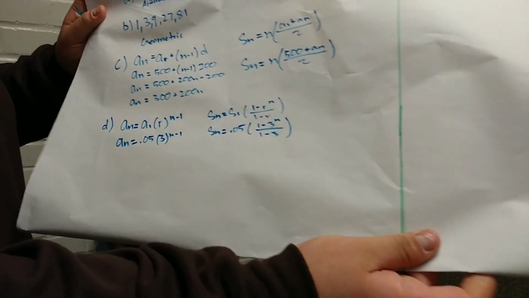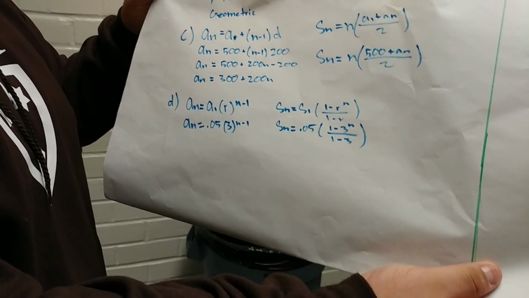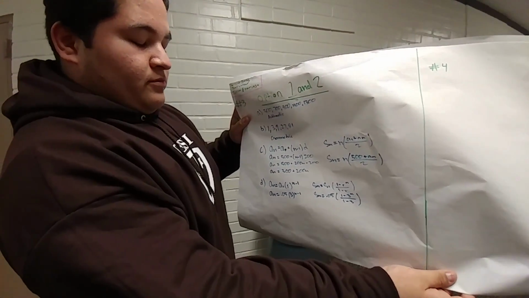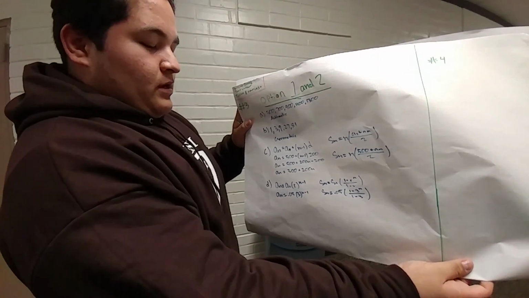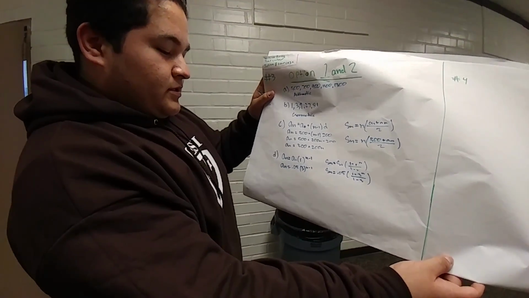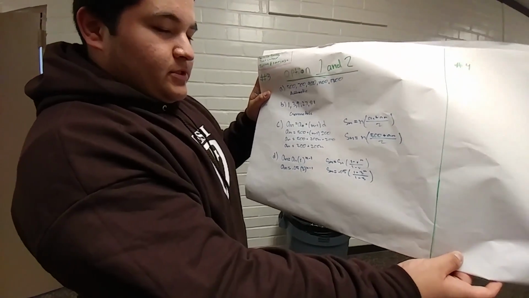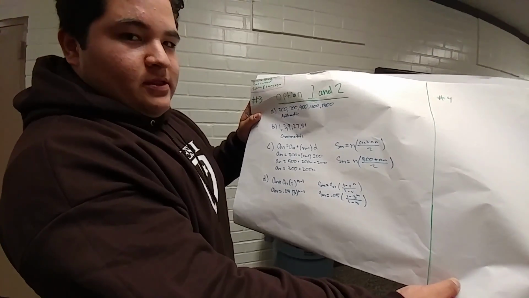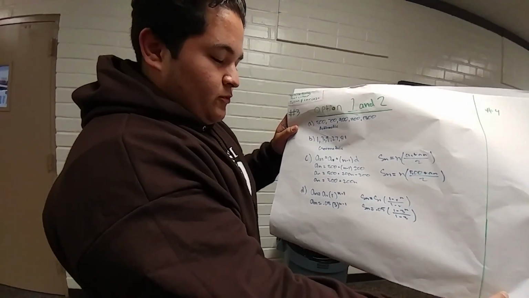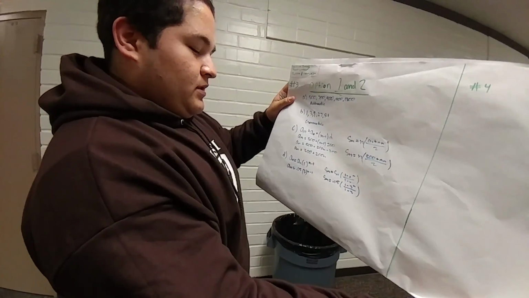And for option 2, because it's geometric, the equation is a_n equals a_1 times the ratio exponential n minus 1. So then it turns out to a_n equals 0.05, because that's how much the nickel is worth, times 3 to the n minus 1. And that's what you get.